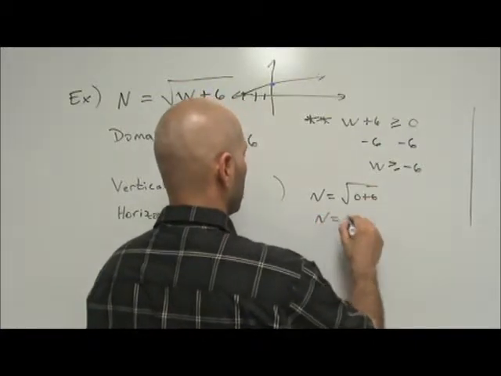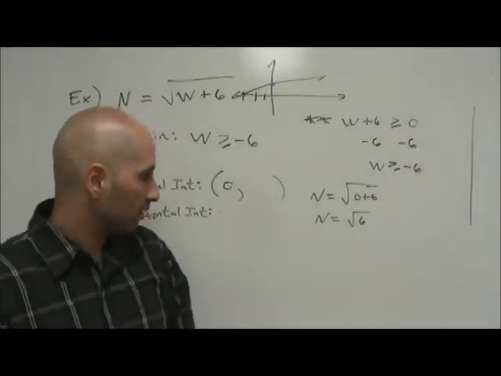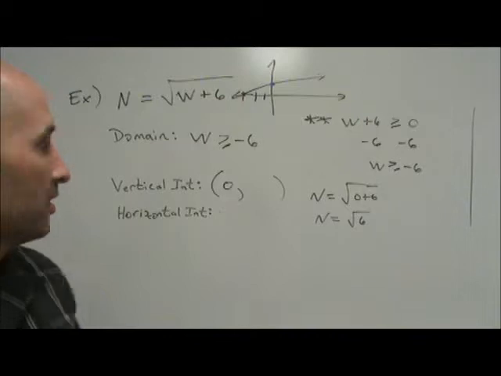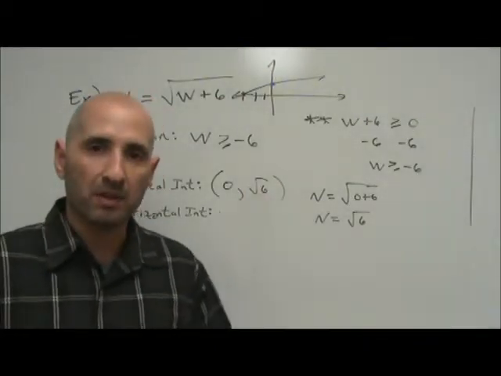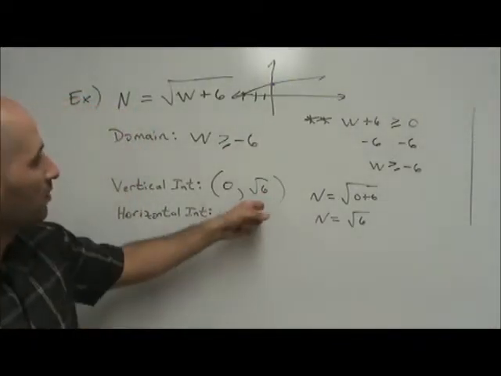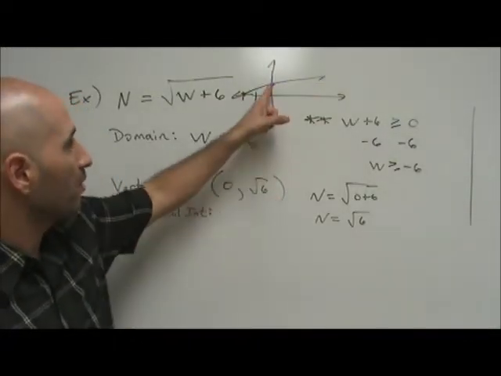Really easy here: the corresponding output value to that input is the square root of 6. We could write it that way, or if I ask you to approximate with a decimal, you can find that in your calculator. So 0 comma the square root of 6 is the coordinates of that point right there.